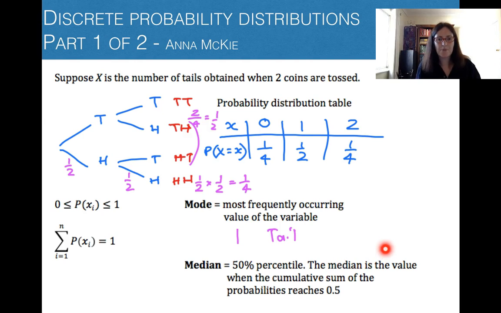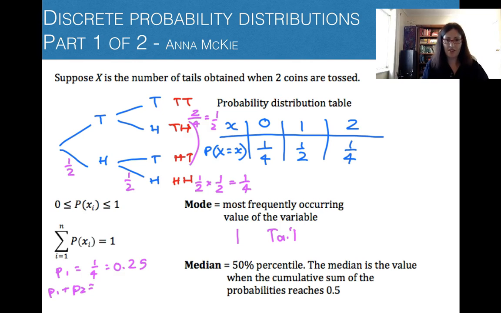But what if you have to work out the median? Now, thinking back to what that means in other types of maths, it's the 50th percentile. So it's the value when the cumulative sum of the probabilities reach 0.5. So what do I mean by that? So I'll just work it out to the left here. Having a look at the first probability, it's 1 out of 4, which is 0.25. So we have to keep adding them up until you get to 50% or 0.5. So then you look at the first one plus the second, and that's a quarter plus a half, and that's 0.75. So the moment you go over 0.5, then the one that you just added on, that is the median value. So the median number of tails here, just like the mode, would be 1 tail. So that's what you need to do for median.